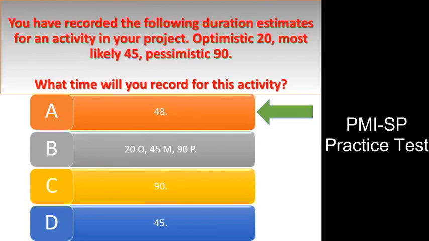PERT charts the following 3 estimates. Most likely: duration of activity based on realistic factors such as resources assigned, interruptions, etc. Optimistic: the activity duration based on the best case scenario. Pessimistic: the activity duration based on the worst case scenario. The expected activity duration is a weighted average of these 3 estimates, equals optimistic plus 4 times most likely plus pessimistic, divided by 6.